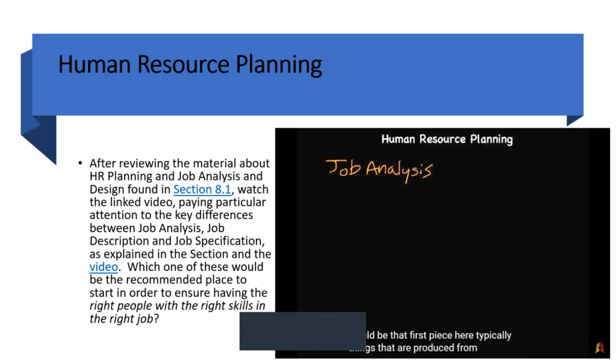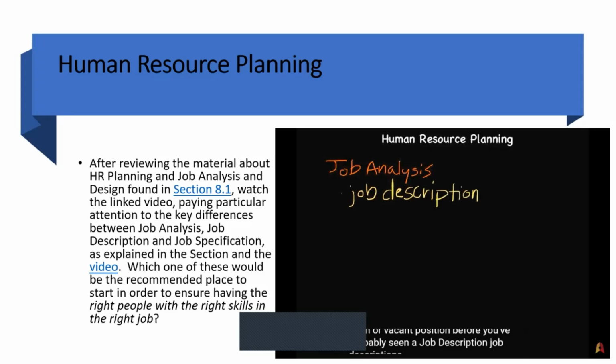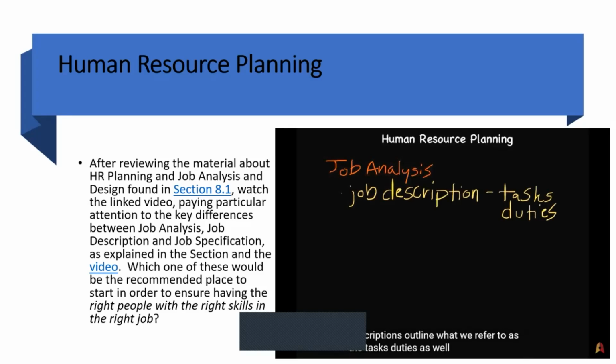Typically, things are produced from a job analysis, and I alluded to these and mentioned them before. The first thing is we're going to produce a job description. If you've applied for any type of open or vacant position before, you've probably seen a job description. Job descriptions outline the tasks, duties, as well as responsibilities of a particular job. We refer to those as TDRs. So the tasks, ultimately what you are going to be doing, your duties, and your responsibilities.